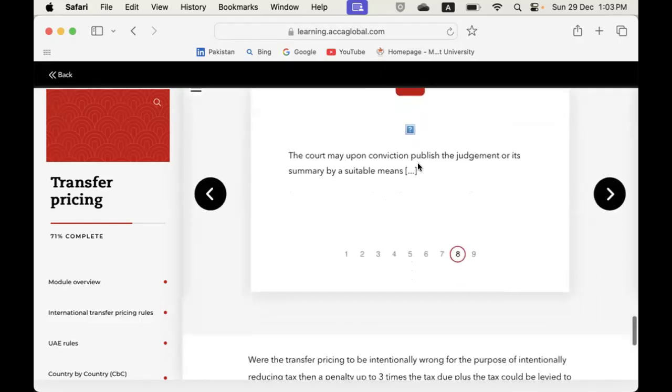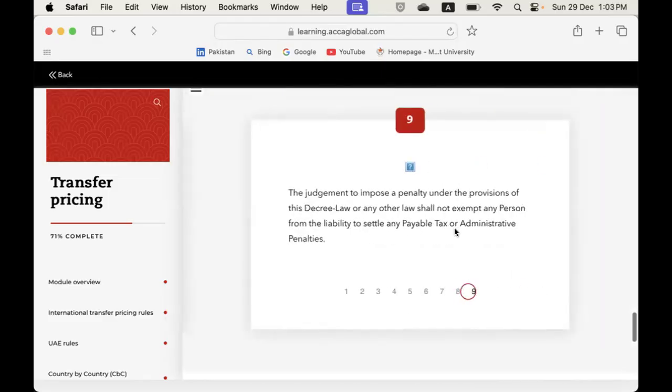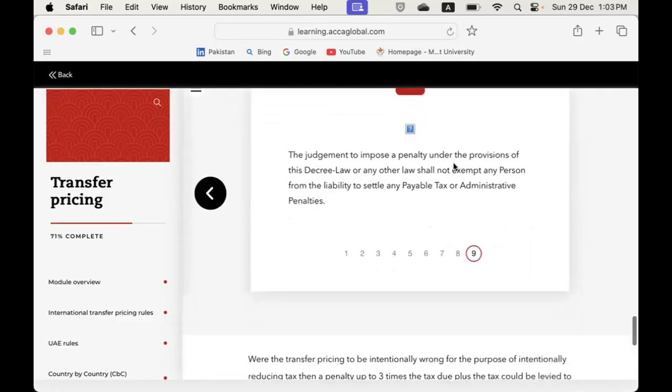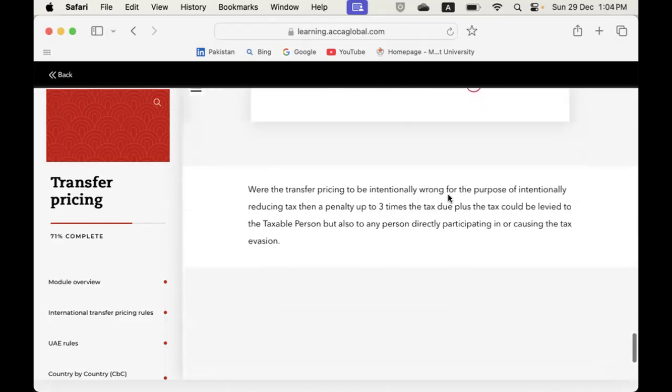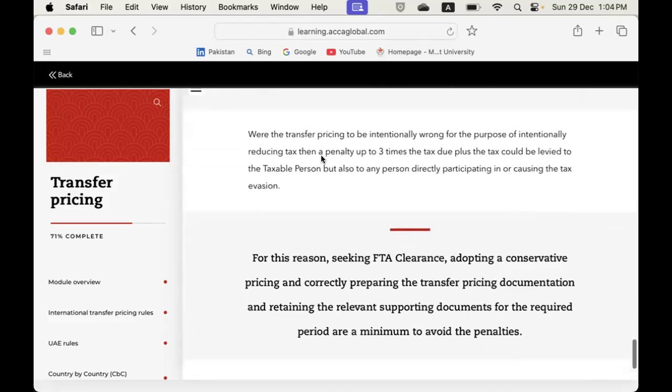The court may, upon conviction, publish the judgment or its summary by a suitable means. The judgment to impose a penalty under the provision of this decree law or any other law shall not exempt any person from the liability to settle any payable tax or administrative penalties. So, any other law penalties applied under other laws, the person will still be subject to settling those.